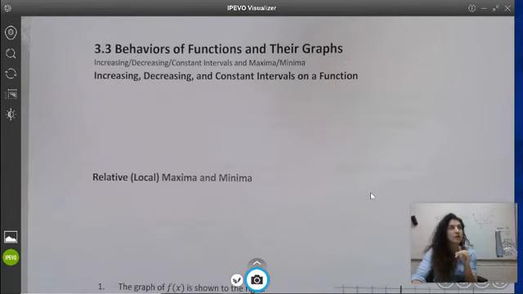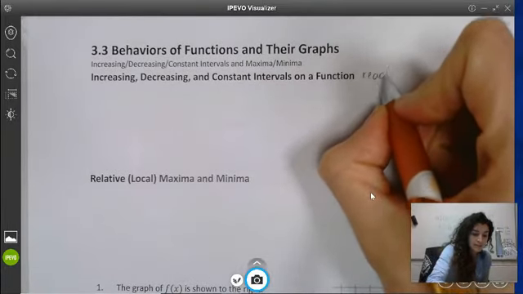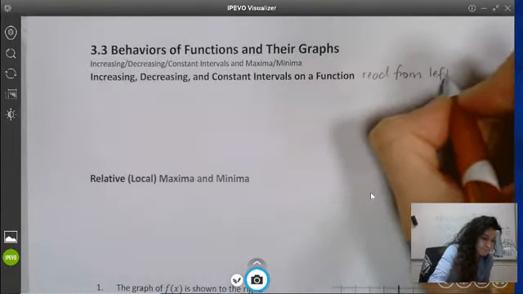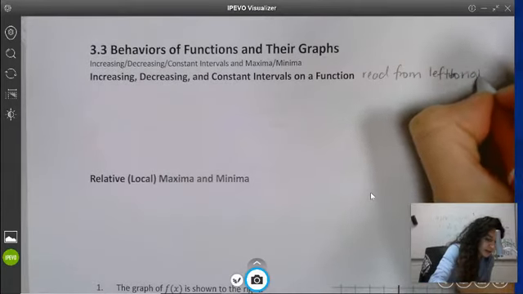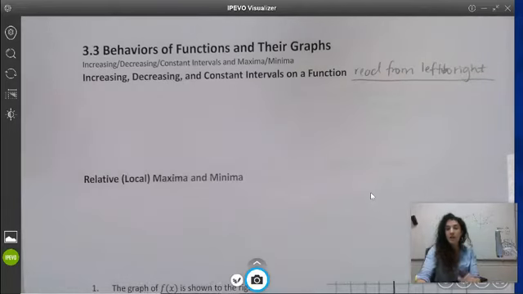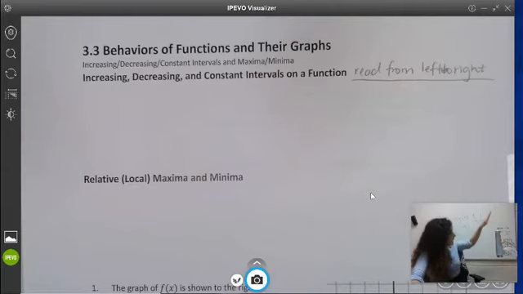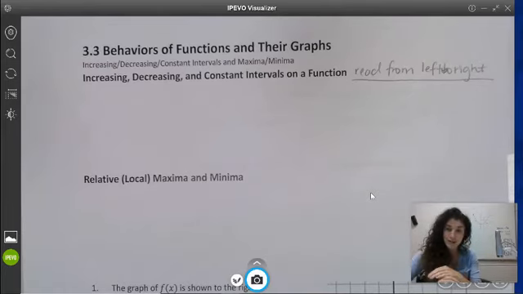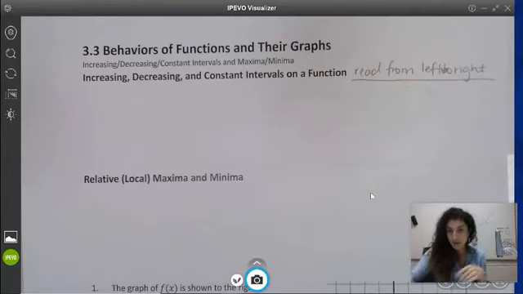A lot of times, and it goes all the way up to calculus, we care about when a function is increasing, when a function is decreasing, but most importantly, when the function is constant, and intervals in which it's doing that. We always read graphs from left to right. So if we're talking about a graph that's increasing, we're reading from left to right. Is it going up? That makes it increasing. If it's decreasing, reading from left to right, is it going down? We read graphs like we read the English language, from left to right.